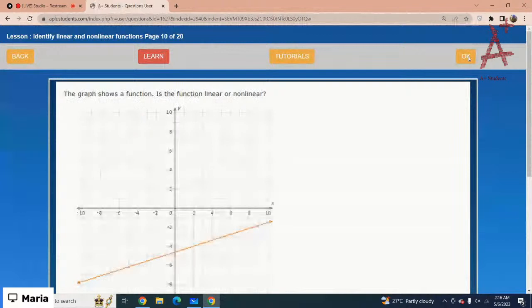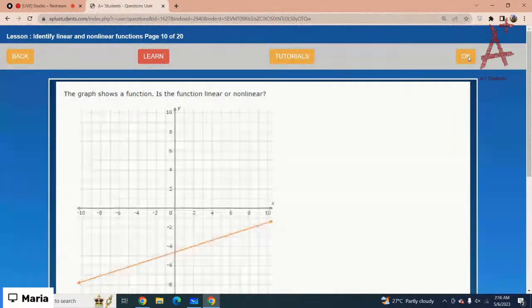Okay, the graph shows a function. Is the function linear or non-linear? Which is the correct option? It is a linear function, a straight line, so it would be a linear function.